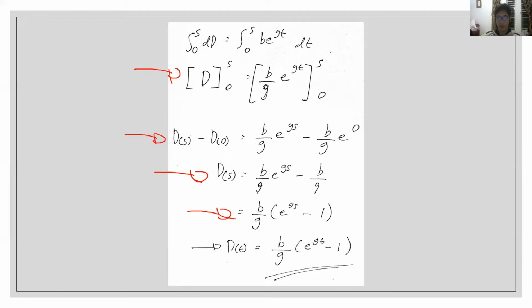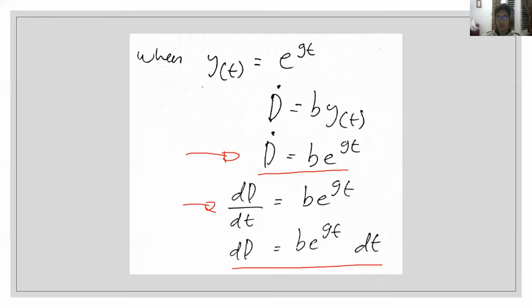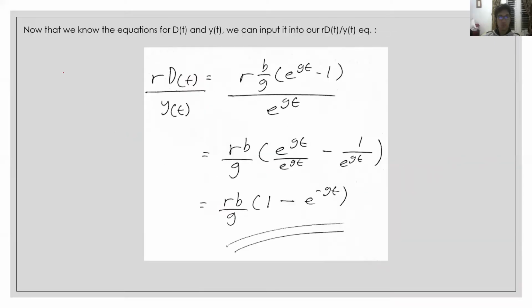So now we have our D(t) value, and we also have our Y(t) value. Now that we know our D(t) and Y(t) values, we can input this into our D(t) over Y(t) equation. So our D(t) over Y(t) equals r b over g times e^(gt) minus 1 over e^(gt). We can simplify this here and here in order to get this equation right here, which we will use to find our g value.